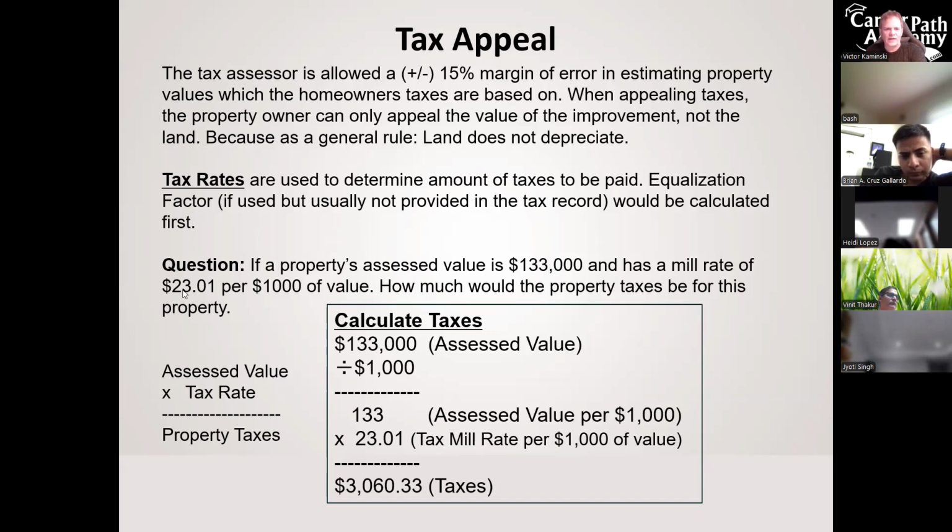And then the mill rate they give you is $23.01 per $1,000. They want it expressed in this question. So you take 133 times 23.01, and you get $3,060.33. Okay, that's in a nutshell how to calculate it. It's fairly simple math. You just got to know the formulas.